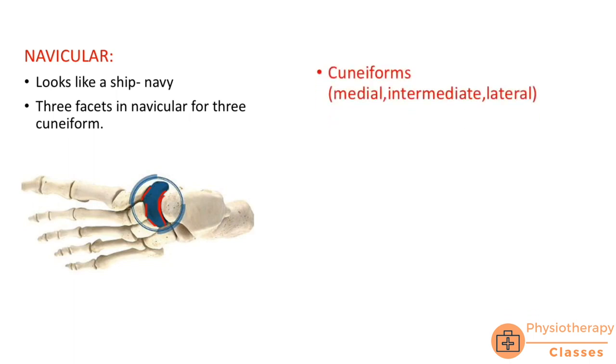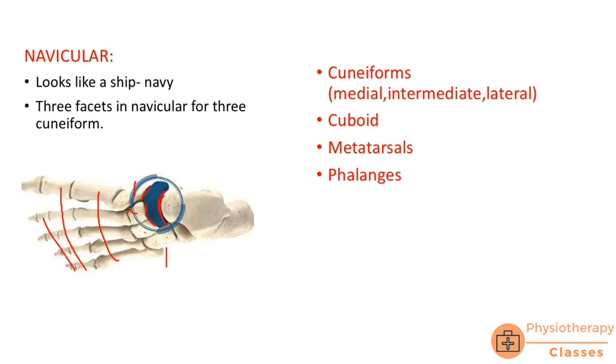The next bone is the cuneiform bone. We have three cuneiform bones, all of which come under the tarsal bones: the medial, intermediate and lateral cuneiform, and the most lateral bone is called the cuboid. Further anteriorly, we have five metatarsals. Further anterior to the metatarsals, we have the proximal phalanges, the intermediate phalanges, and the five distal phalanges.